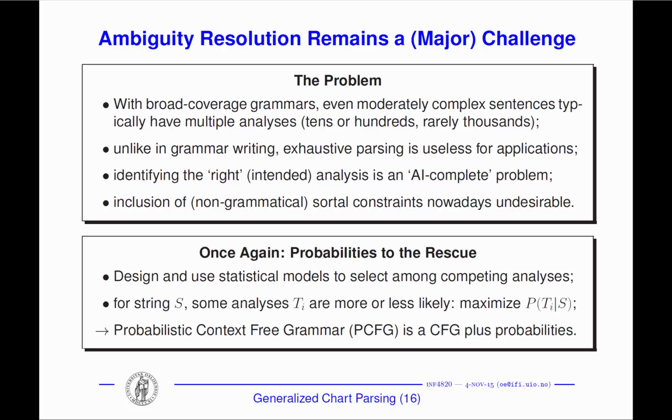Oh, I have some motivational fluff here. Any non-toy grammar for natural language will give you tens, hundreds, thousands, actually rarely thousands, I would no longer say that today. Rarely billions maybe. But there can be tens of thousands of readings for a string of 20 words.